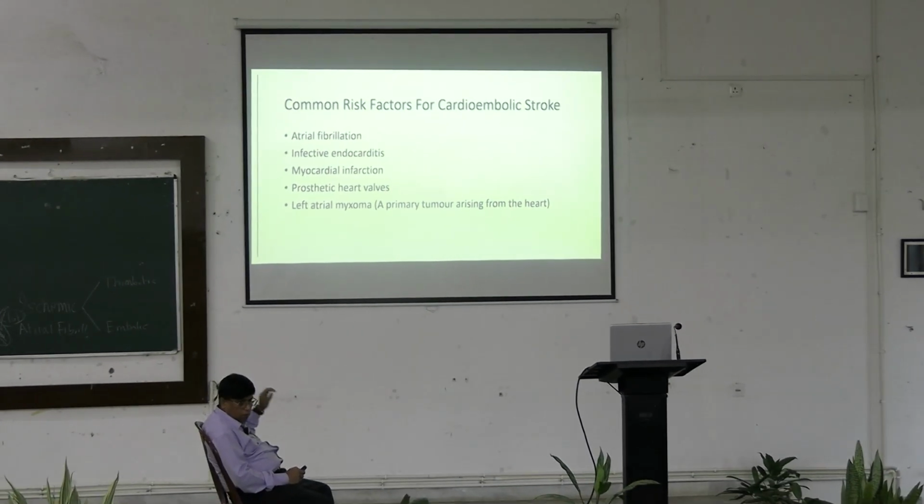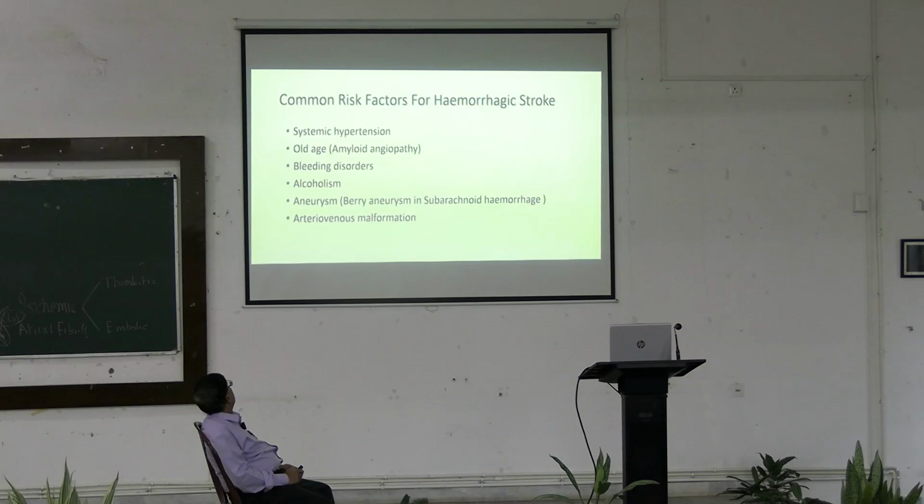So, other than thrombus and hemorrhage, you have learned that stroke can occur from a cardiac source also. Common risk factors for hemorrhagic stroke: now, we have discussed thrombotic and embolic stroke. There are risk factors for hemorrhagic stroke also.